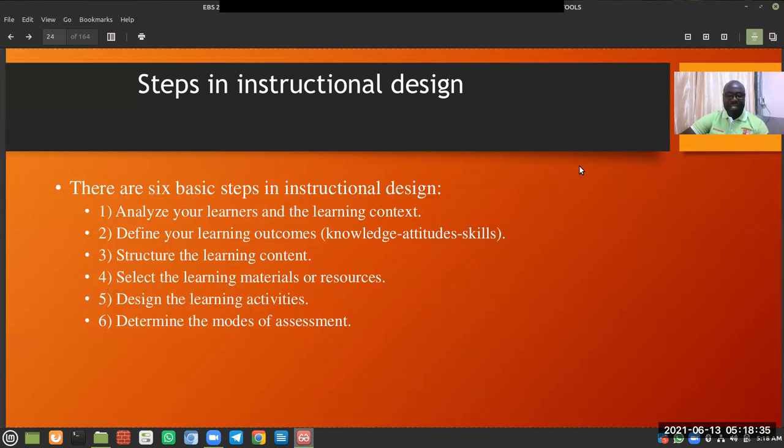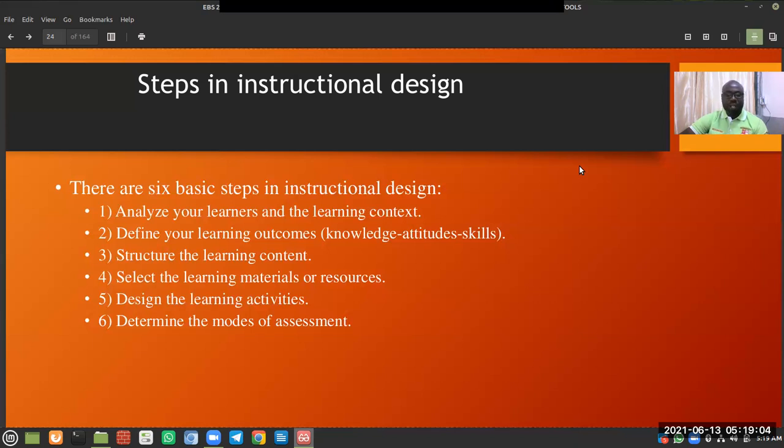Then after you have selected your materials, you go ahead to design the various activities that those materials, together with the content, are going to be used for. You design your learning activities in such a way that at the end of the day, the lesson can follow those activities in order to achieve your outcome.